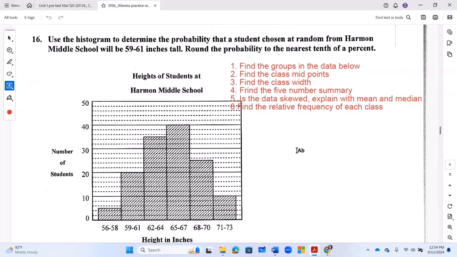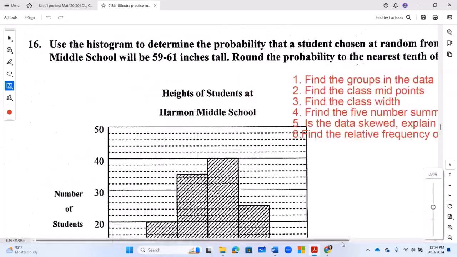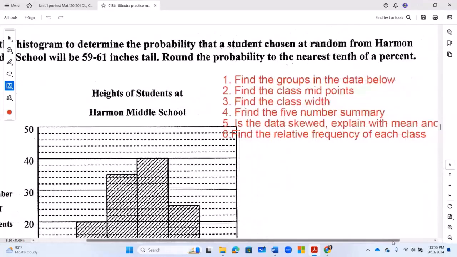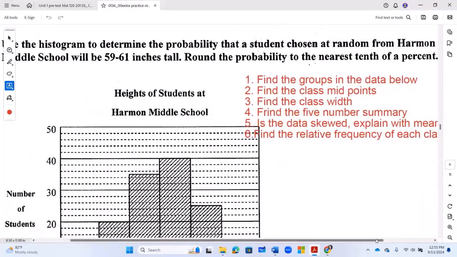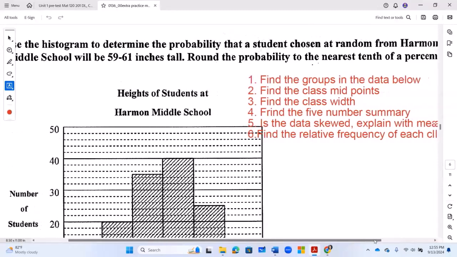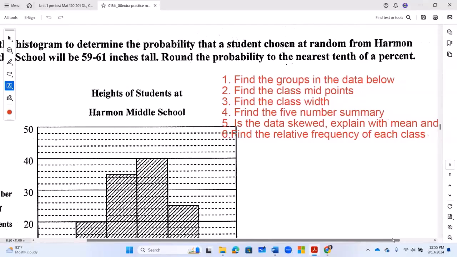So we can start. What we do is make a table. Let's see the left-hand side. Number of students, height of students at the school. We are calling it relative frequency, but in unit 2, in a week, we call it probability. Because remember, we have said that relative frequency is the same as probability.